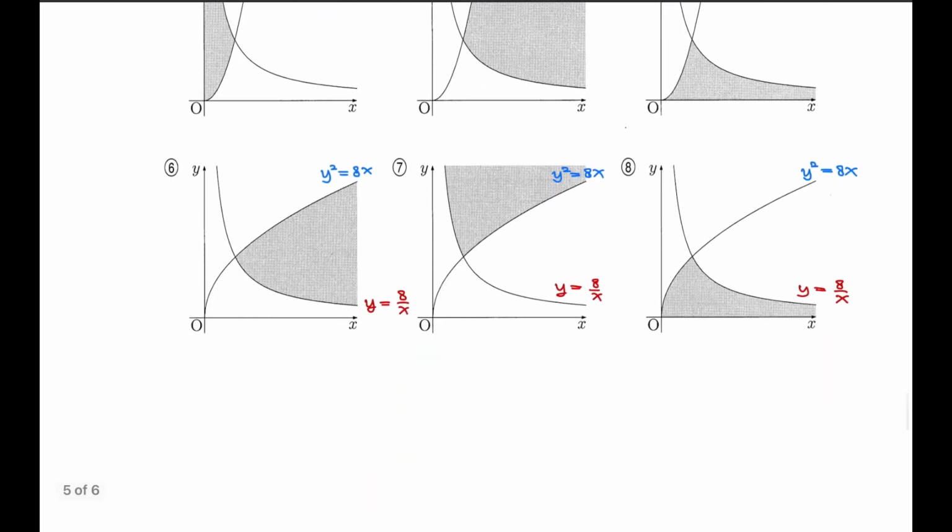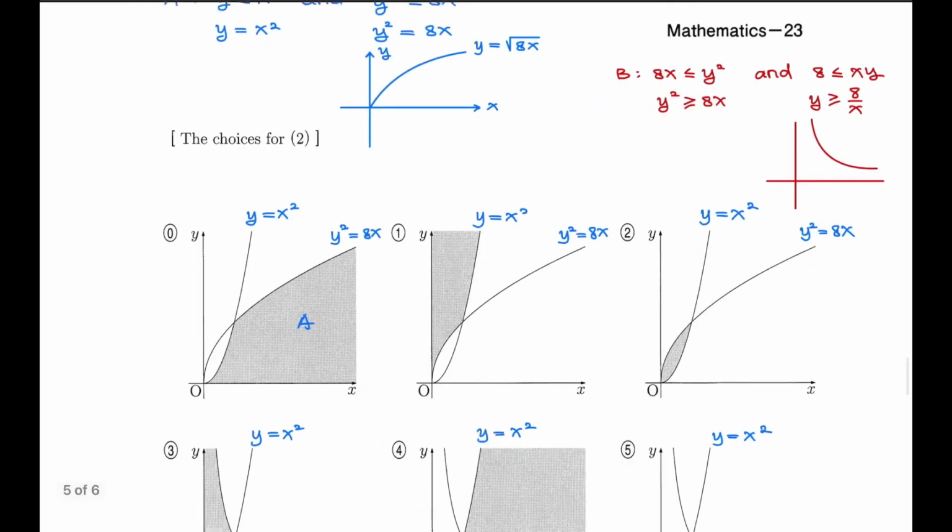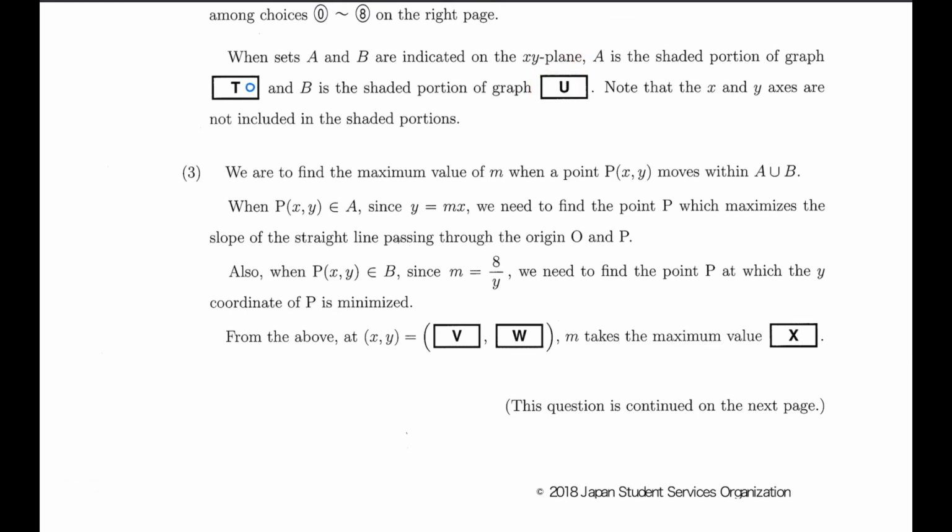So if we draw these two graphs, the first one is this graph, and we shade the region above that graph, and the second one is something like this. We also shade the region above the graph. As you can see, the intersection of our shaded regions is in here. That means the correct answer is 7. This is B. So the correct answer is number 7, which means letter U here is 7.